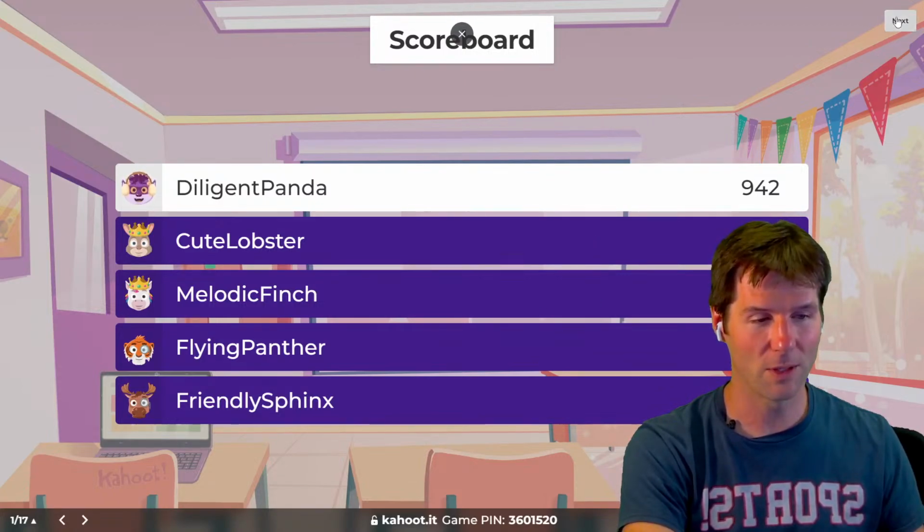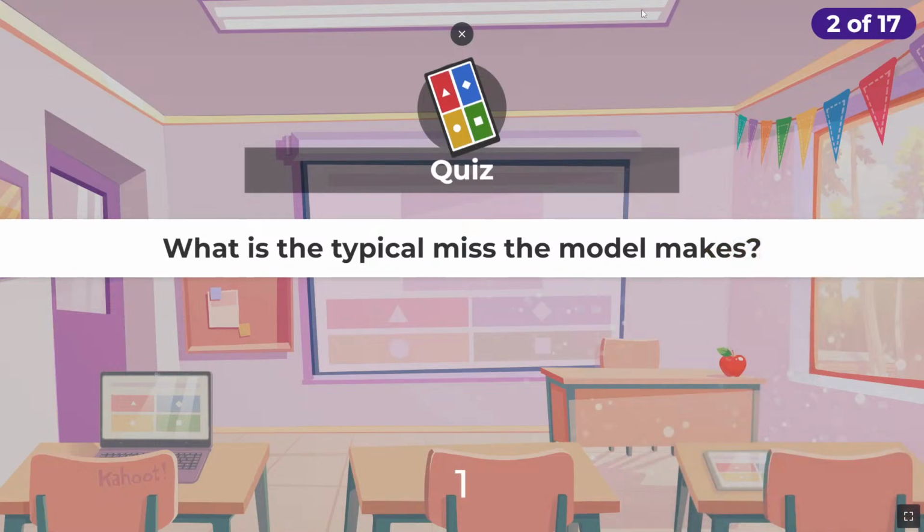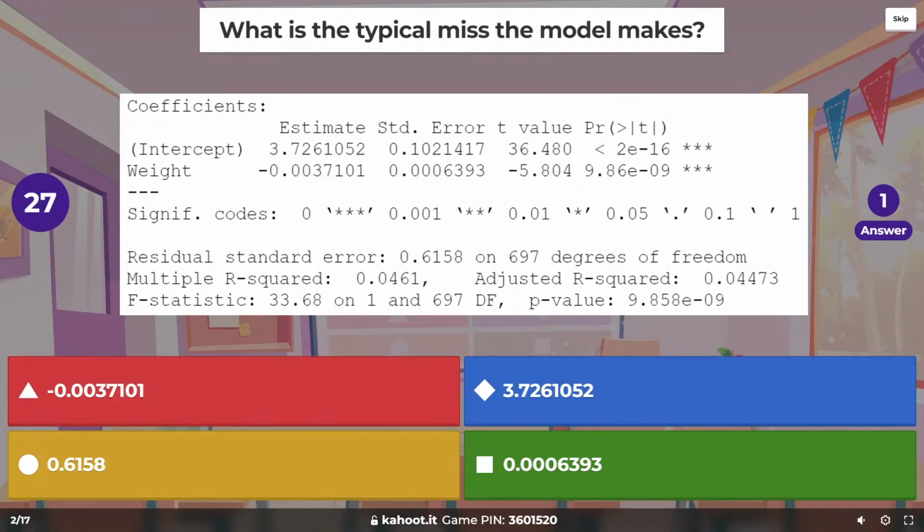Here we go with the next question. What is the typical miss the model makes? I feel like you should get this really quickly and really easily. Go ahead and put down the typical miss the model makes.